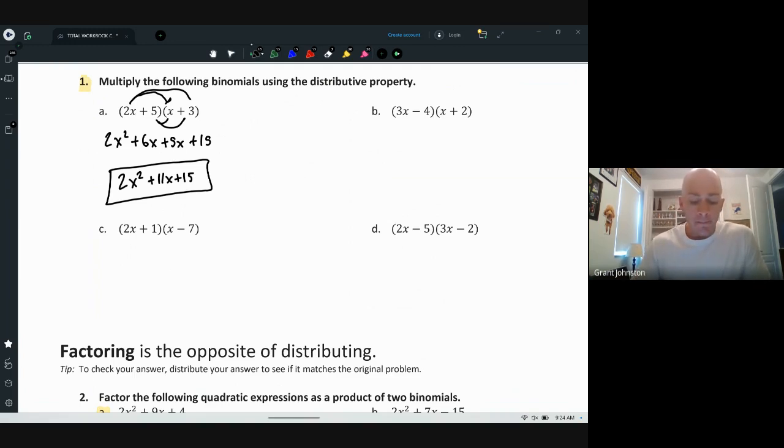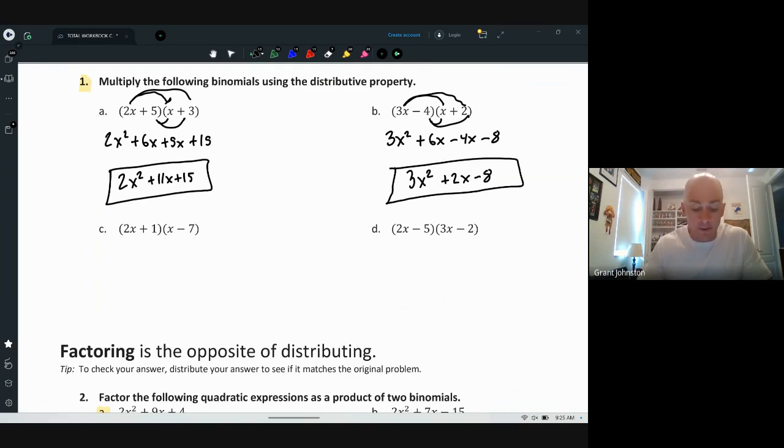So let me just keep going. Let me do b as well. So 3 times x would be 3x squared. 3 times 2 is 6x. Negative 4 times x is negative 4x. Negative 4 times 2 would be negative 8. Combine your like terms. We'll have 3x squared, 6x minus 4x is 2x, and then you have your minus 8. So that's simplified there.